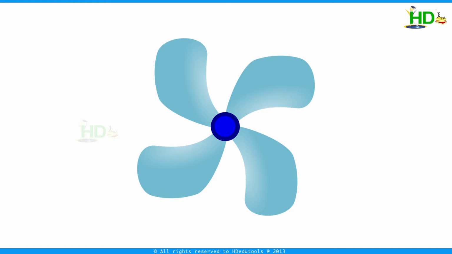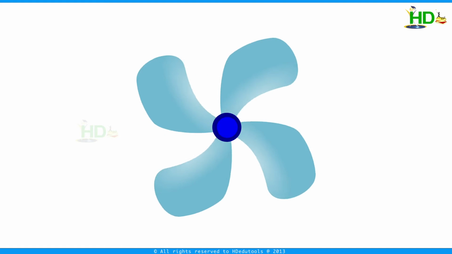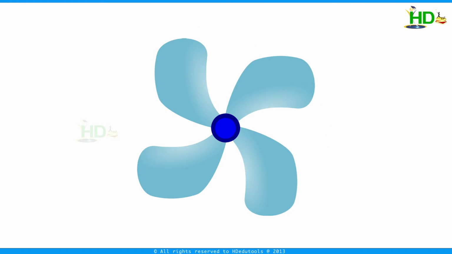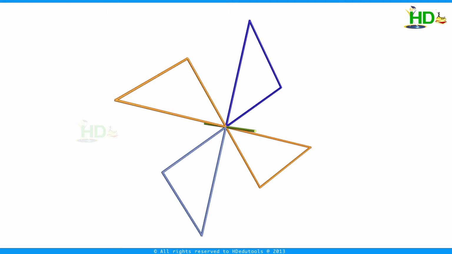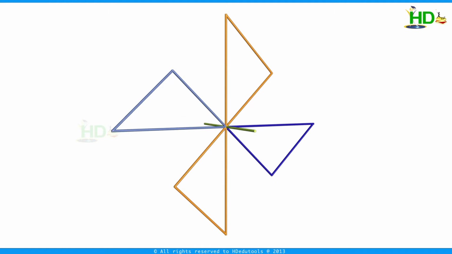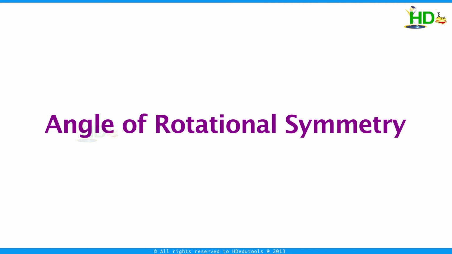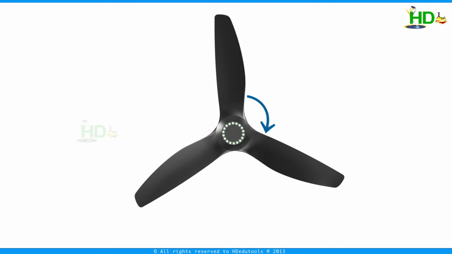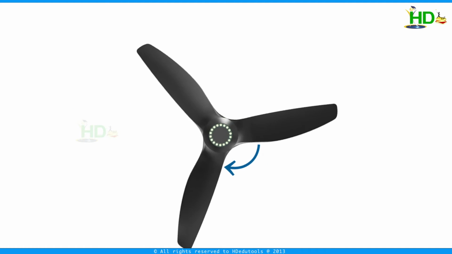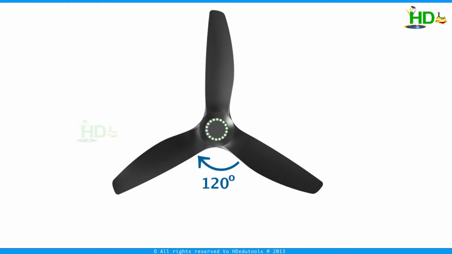Similarly, in this case of a fan, if you rotate it by some angle, then we are getting the same. And we are rotating this about this axis. This is called a rotational axis, and this rotational axis is the axis of symmetry. The angle of rotation for symmetry is the angle through which we have to rotate this to get the symmetry. In the case of a fan, for every 120 degrees, we get the symmetry. The angle of rotational symmetry is 120 degrees.